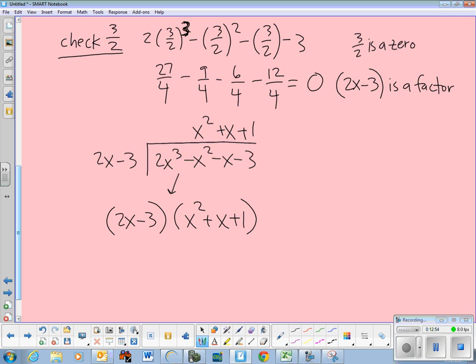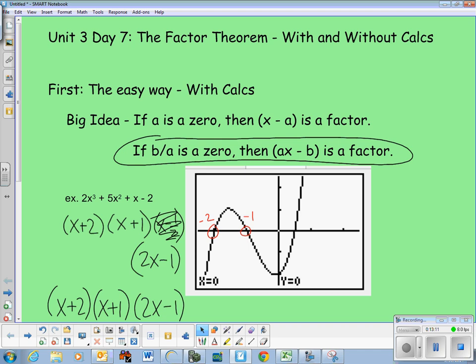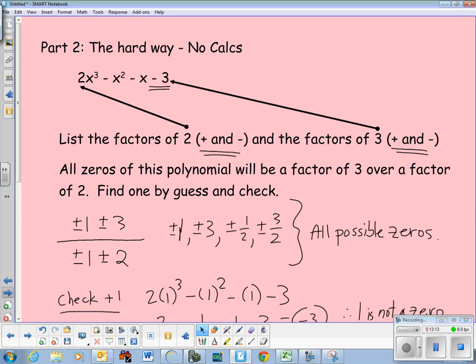All right, so these are some ways of finding zeros to factor higher degree polynomials. We've been stuck at quadratic, second degree polynomials up until now. Now you can take any polynomial, find its zeros, and factor it that way. The easy way: look for it on a picture. The not so easy way: list all possible zeros, which are the factors of your last constant over the factors of your leading coefficient, and then check until you find one.